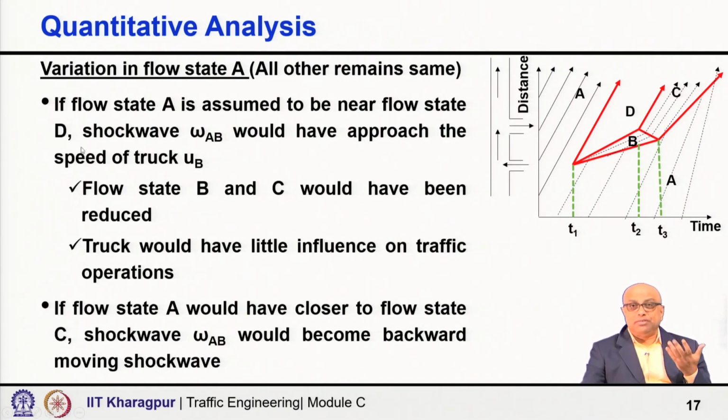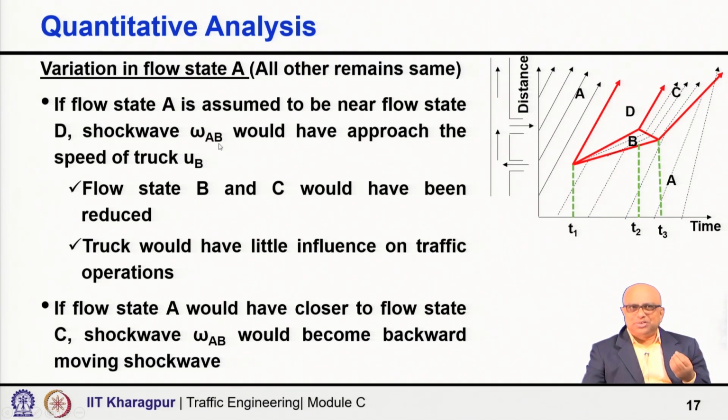Now, there could be several variations depending on the different traffic states, how traffic state A is, how traffic state B is, and so on. So, let us consider some of those. Variation in the flow state A, all others remaining the same. Now, if the flow state A is assumed to be near the flow state D, a free flow condition. Suppose the initial traffic state A itself is very similar to D, then what will happen?